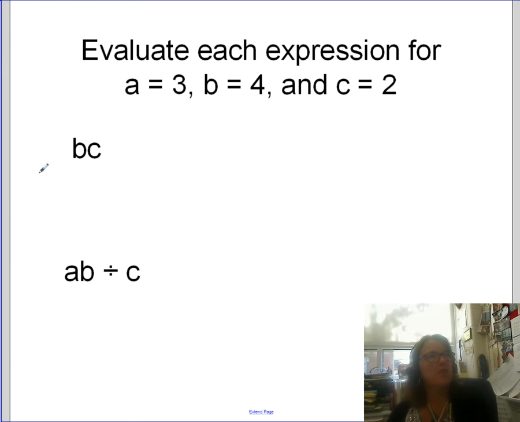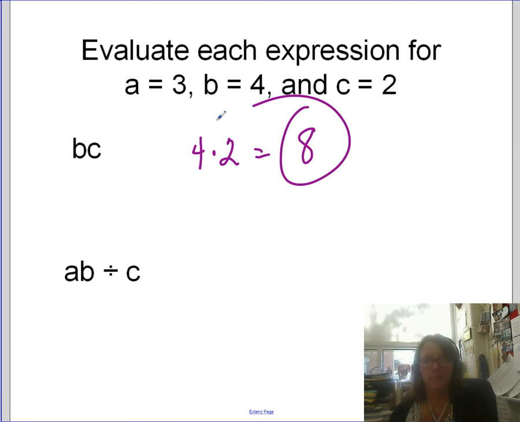Evaluate. Okay, so now you see BC. There's nothing in between. That's implying multiplication. Evaluate this expression, BC, for these values of B and C. B is 4. C is 2. It's implied multiplying. Boom. There you go. AB divided by C. Excuse me. A times B divided by C.